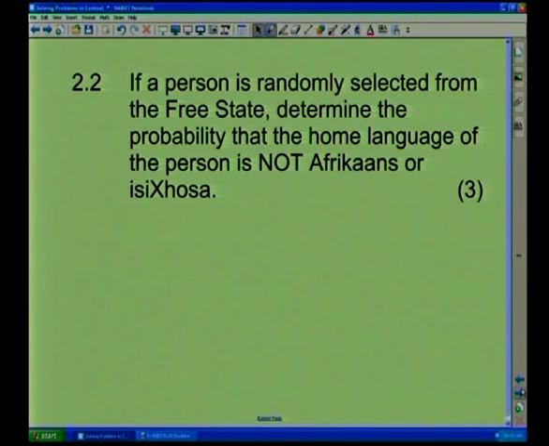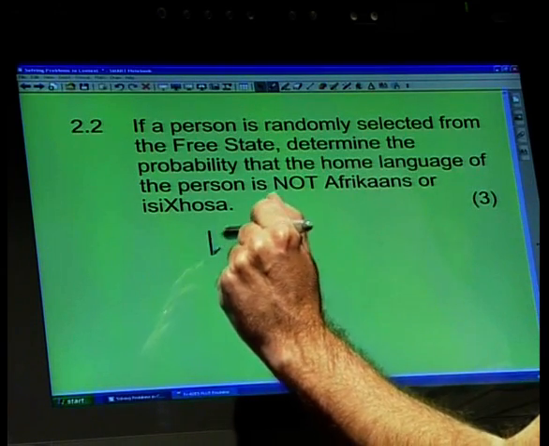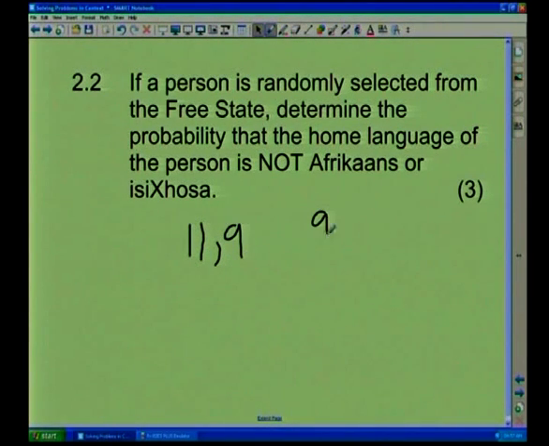This question relates to probability, so we're taking another section of work. Remember that probability is also measured in percentages, so we can use a percentage figure here quite conveniently. We were given the two percentages for the Afrikaans and the isiXhosa, that was 11,9 and 9,1.